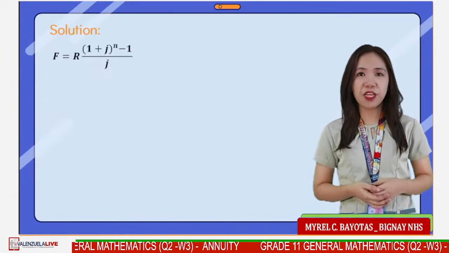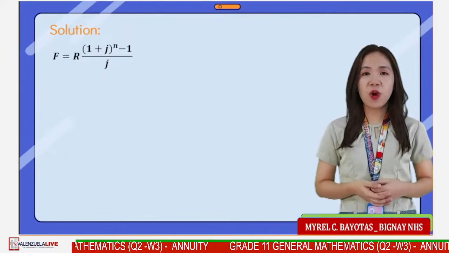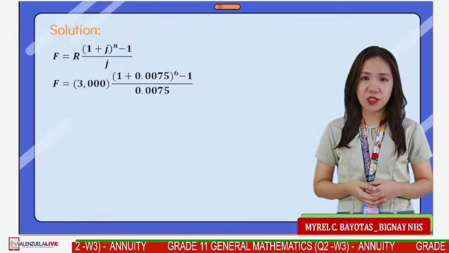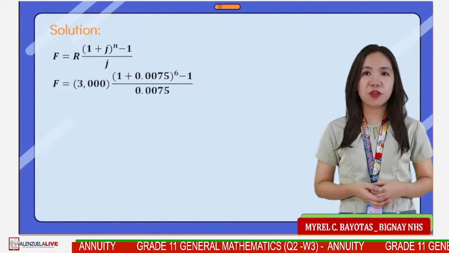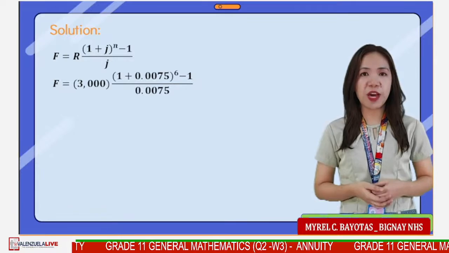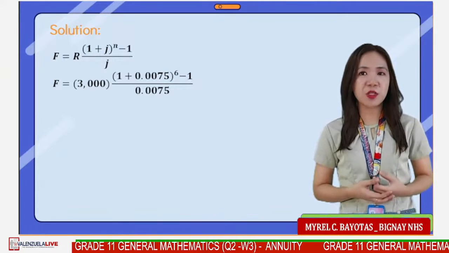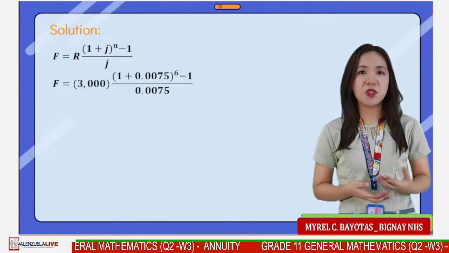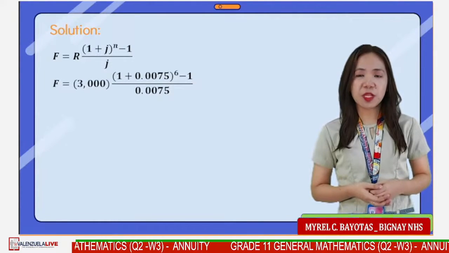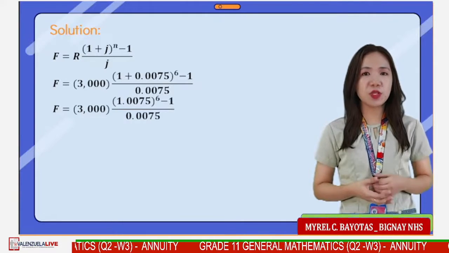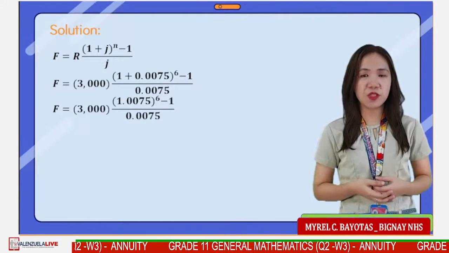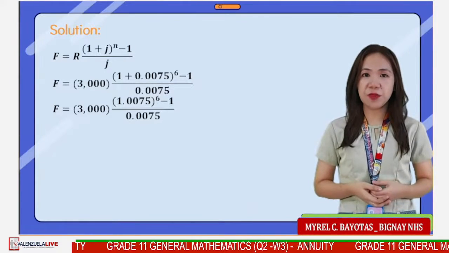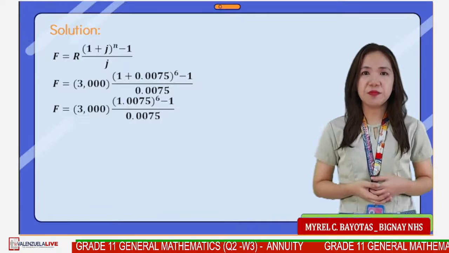We have F equals 3,000 times the quantity of (1 plus 0.0075) raised to 6 minus 1 all over 0.0075. Following PEMDAS, begin by simplifying what's inside the parentheses. That is, F equals 3,000 times the quantity of 1.0075 raised to 6 minus 1 all over 0.0075. Then, simplify.